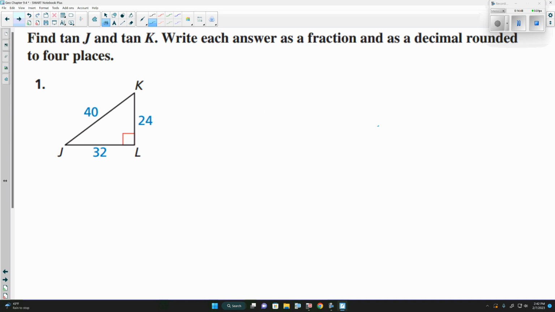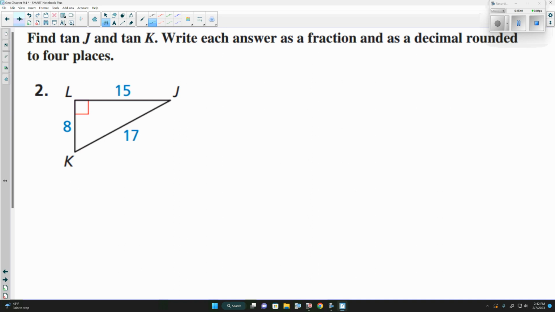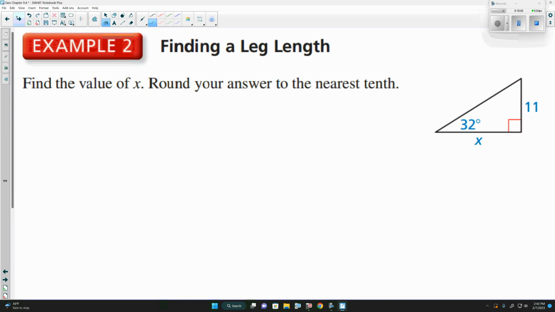Now, any questions on how we write tangent for the two angles as a fraction or decimal? Do we feel comfortable with these here? Because normally writing these we feel pretty good with. We don't have to do a whole lot of those. And if that's the case, we'll move on to these here.